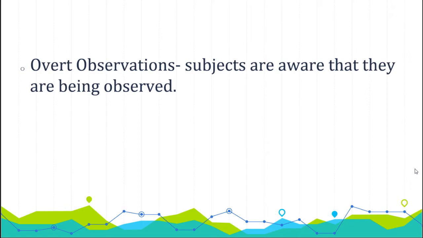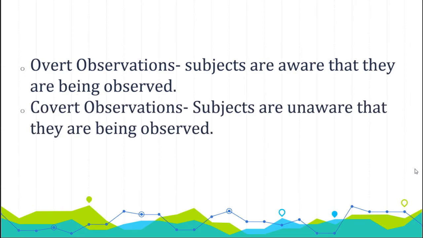Isa pa, kapag skills test kayo, that is also another type of overt observation. Yung tinitingnan kayo ng panelist kung paano kayo nagbe-behave or paano nyo ginagawa yung isang, or paano nyo pine-present yung isang set of skill nyo. Now, we have the covert observation. Subjects are unaware that they are being observed. So, hindi alam ng mga respondents na tinitingnan pala sila at nire-record yung behavior nila.